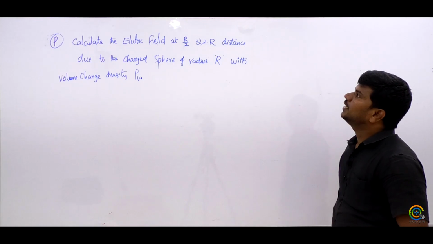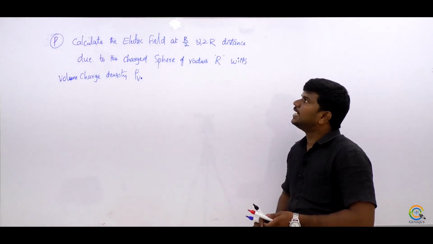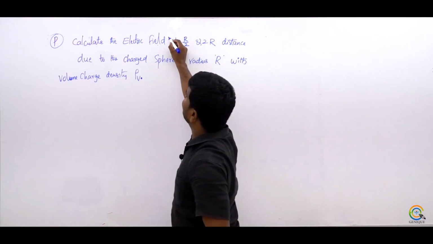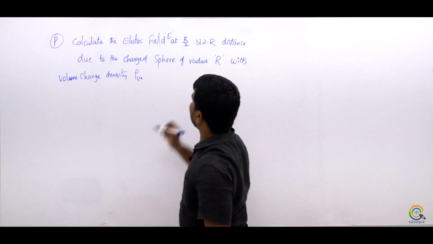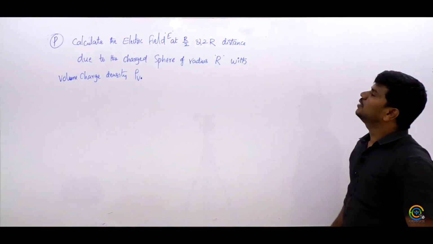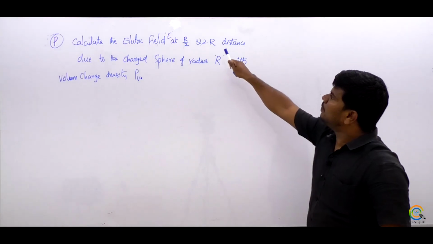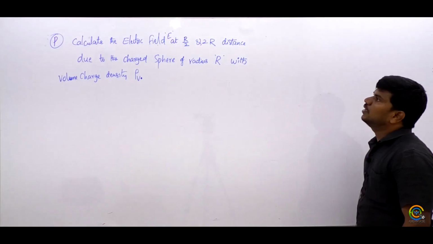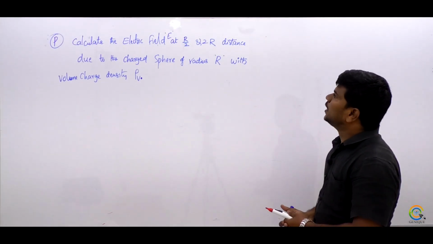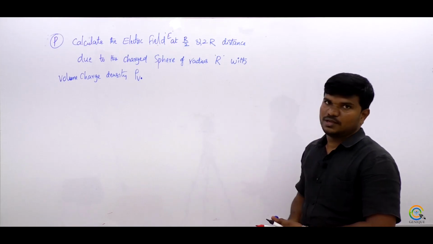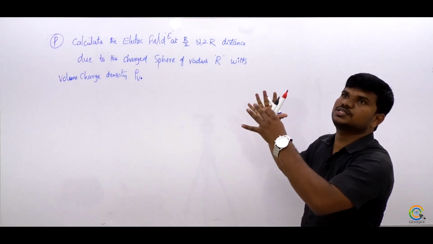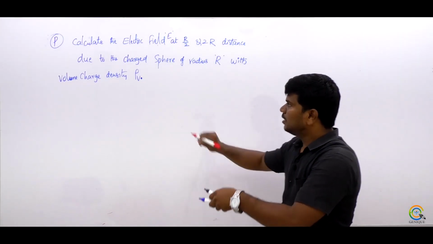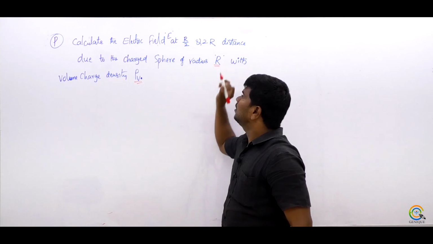Calculate the electric field intensity E at R by 2 and 2R distance due to the charged sphere of radius R, with volume charge density rho v. There is a sphere consisting of a volume charge rho v. There is a sphere of radius R.